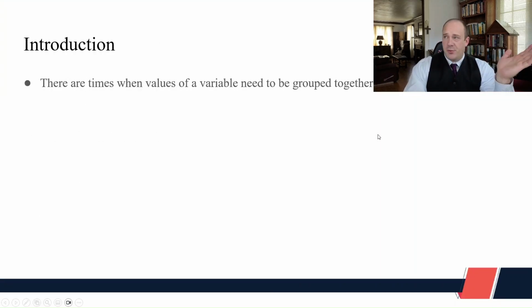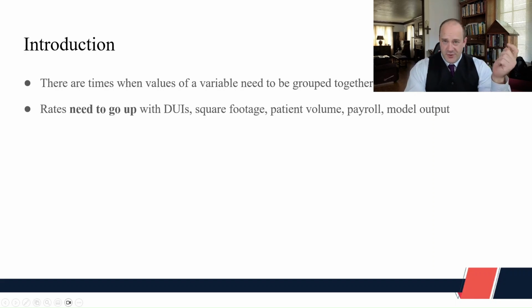So, simply put, there are times when you're doing predictive modeling when values of a variable need to be grouped together. And so here are some examples. If you're doing auto insurance, one of the things that's true is that rates need to go up with DUIs. If you're doing commercial liability, they need to go up with square footage. If you're doing workman's comp, they need to go up with payroll. If you're doing medical malpractice, it needs to go up with patient volume.